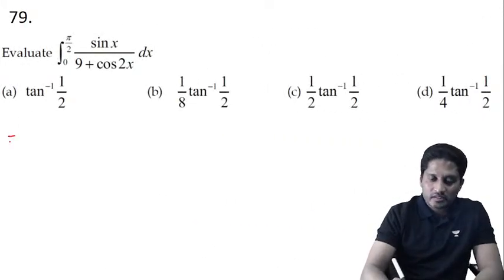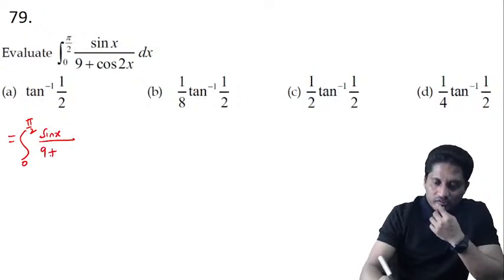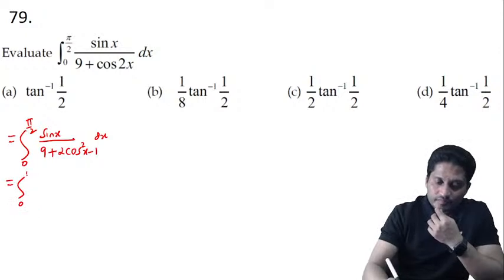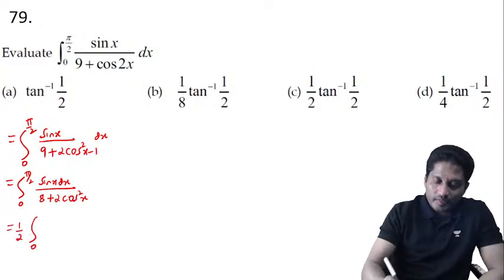See, I can write this as 0 to pi by 2, sin x divided by 9 plus cos 2x, which can be written as 2 cos square x minus 1. So this is 0 to pi by 2 sin x dx divided by 8 plus 2 cos square x. Right, you take 2 common. 0 to pi by 2, and then sin x dx divided by 4 plus cos square x.